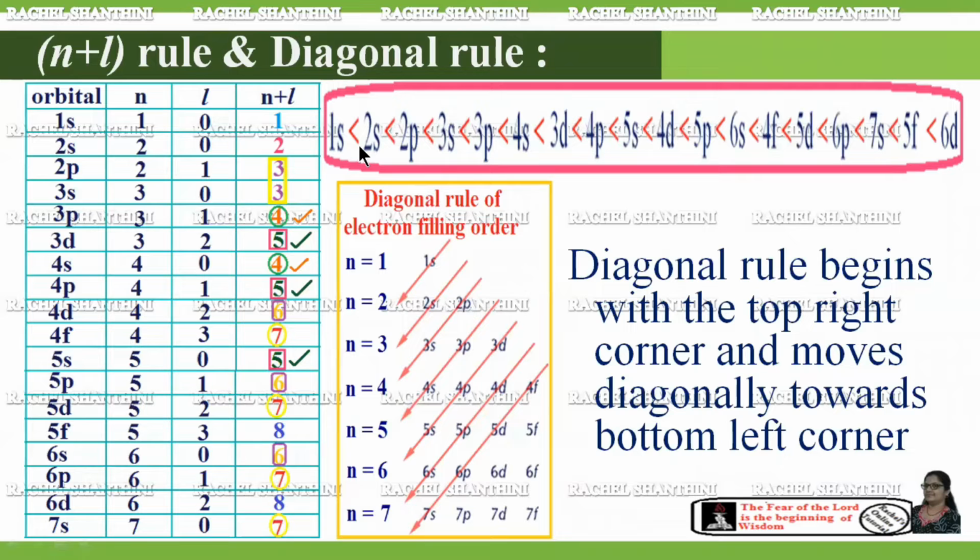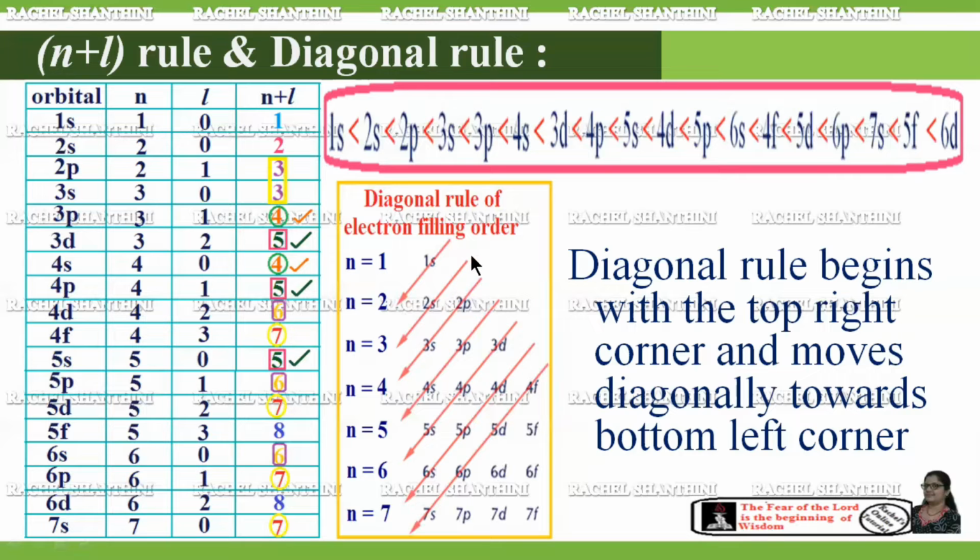So already we know that the increasing order of energies of various orbitals using n plus l rule is 1s less than 2s less than 2p less than 3s less than 3p. It goes on like this, right? We will apply this diagonal rule and check this order now. It begins with the top right corner, means in the first diagonal line, it is 1s, right? So 1s we have written here. Then coming to the second diagonal line, we have 2s.